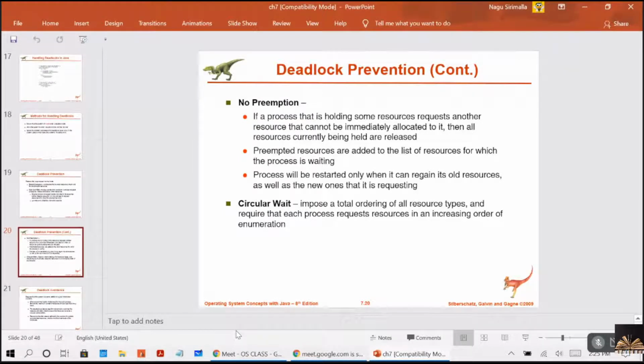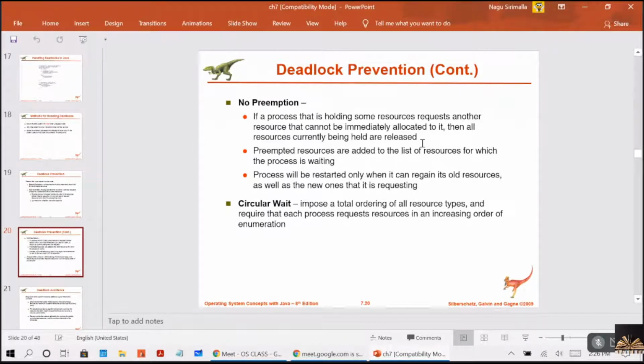You're getting me? I am holding 3 resources, and I am requesting 1 resource. Then I will not be allocated the resource I am requesting. Instead, all my holding resources will be preempted, and all together, the 4 resources will be allocated to me. Getting that? If a process that is holding some resources requests another resource that cannot be immediately allocated to it, then all resources currently being held are released.